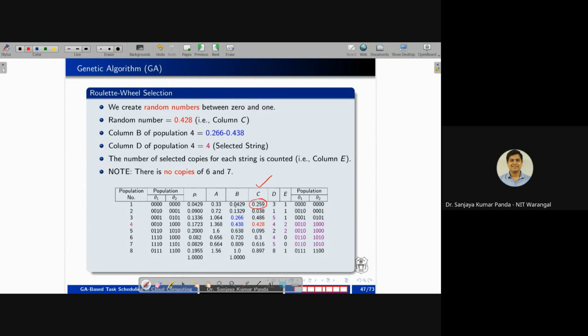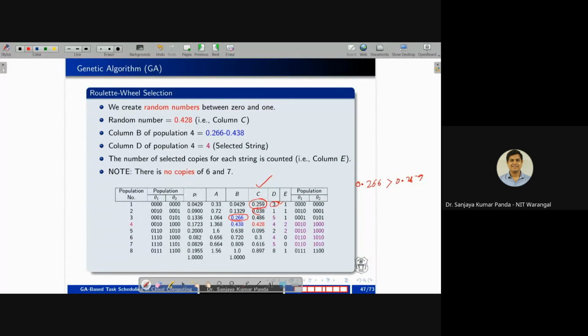Obviously, when I check with 0.04, 0.04 is very less. 0.13 is less, but 0.266 is more compared to 0.259. So that particular population I am writing here. In this case, 0.266 is greater than 0.259. So I am taking population 3. Okay, population number 3 I am writing here.